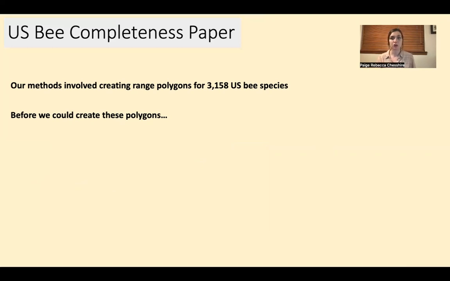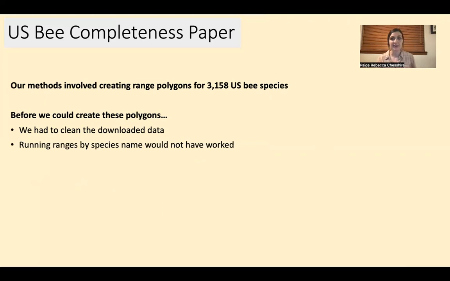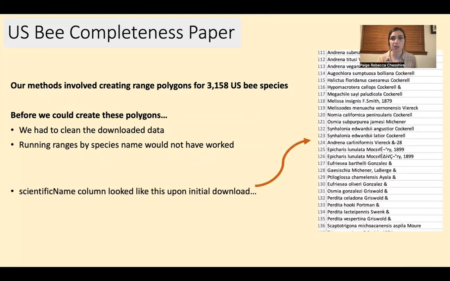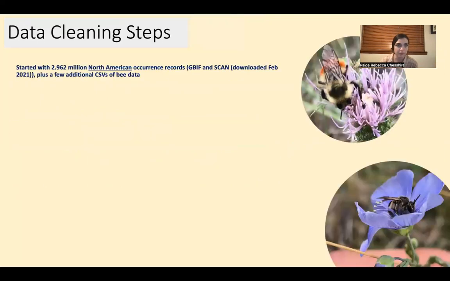But before we could create these polygons, we did need to clean the downloaded data. We couldn't just use the scientific names as is. If we would have tried to run species ranges by grouping scientific name, it wouldn't have worked because the scientific name column looks like this upon initial download, with a lot of extra characters and dates and author names.